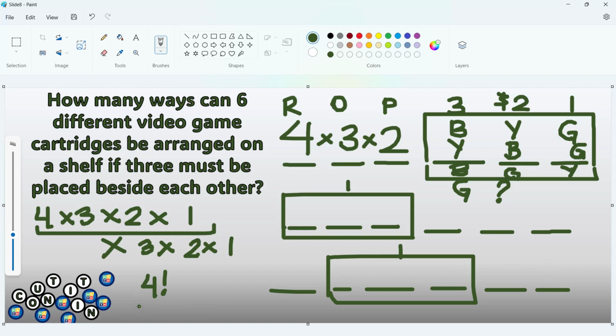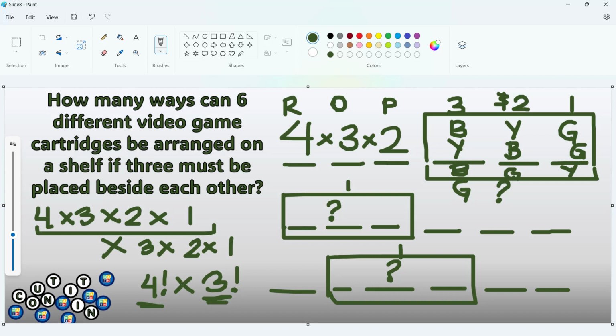This corresponds to the new number of placements once you consider the restriction. Then you multiply that by another factorial which corresponds to the number of possibilities for the grouping that you were able to consider. Hence here, 3 factorial. Why 3 factorial? Because there are 3 cartridges that must be placed beside each other. Again, this 4 factorial is the number of placements after your consideration of the restriction, and this 3 here is the number of arrangements on the restriction itself.